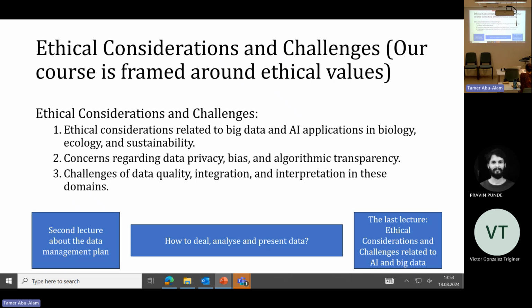This data management plan will be submitted in the middle of October with a self-reflection on whether you, as a person, agree with the group work or not. Then we have a series of lectures and topics. And the last lecture will be about ethical considerations and challenges related to using AI and big data in general. This is our last lecture.